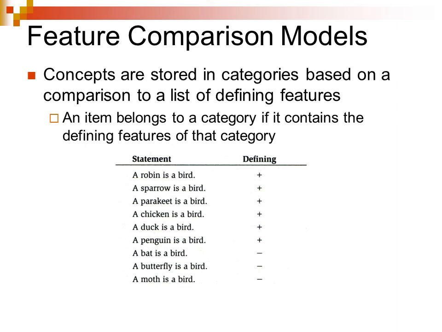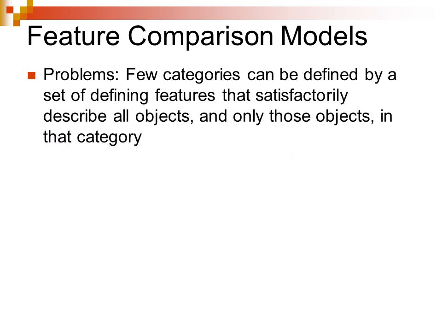So robins, sparrows, parakeets, chickens, ducks, and penguins do have the defining features I mentioned, and so we would categorize them as birds. But bats, butterflies, and moths are missing one or more features, and so we don't categorize them as birds for that reason. Now, after talking about each type of model in the textbook, Goldstein discusses the main problem with that model. For feature comparison models, the main problem is that few categories can be defined by a set of defining features that satisfactorily describe all objects and only those objects in that category.